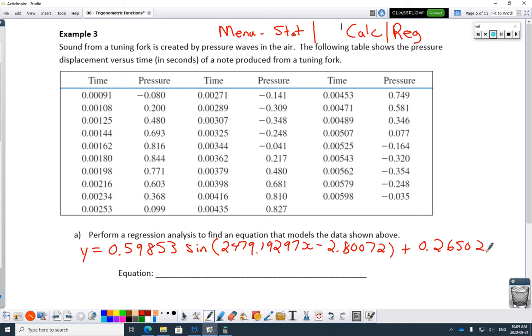Okay, you might also be asked to use this equation. Like I might say, oh, well then at time 0.5, what's the pressure? And then you'd have to put 0.5 into this equation, type the whole thing in and press equals and find out the pressure for that certain time. Once you've got the equation, you should be able to calculate any pressure. If you didn't type it in right, you're not going to get the same answer.